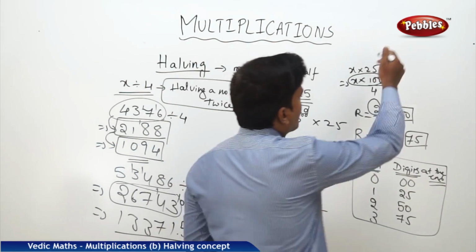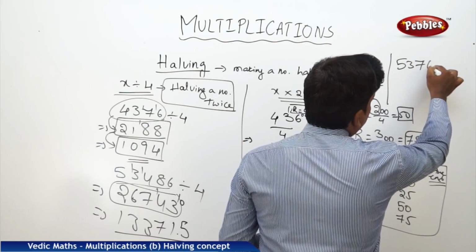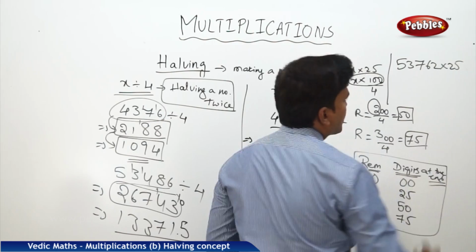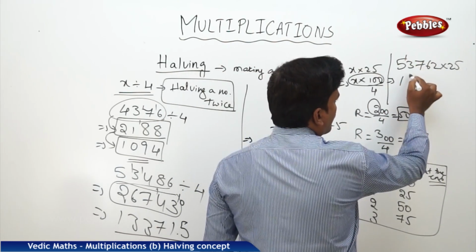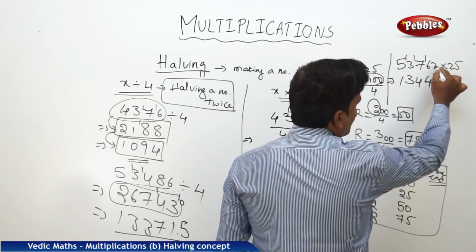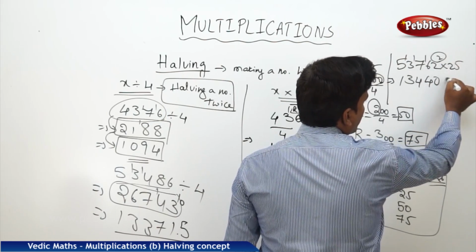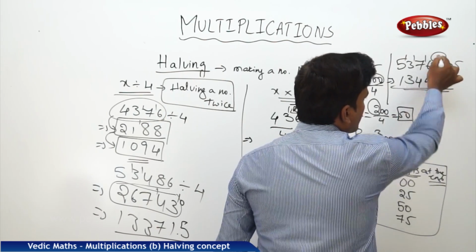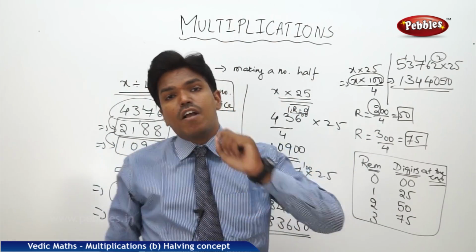Suppose I take some big number like 53762 into 25, which I want to multiply. Simply divide the number by 4. 4 ones are 4, 4 threes are 12, 4 fours are 16, 4 fours are 16. 2 I got at the end. Anyway, 4 0s are 0. Finally 2 is the remainder. So simply put 50 at the end. Why? Because the remainder is 2. So that is how simply we can multiply.